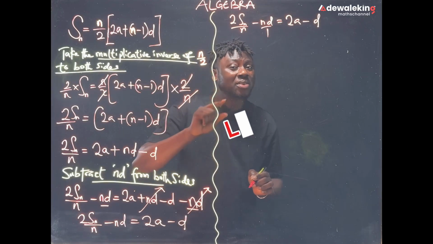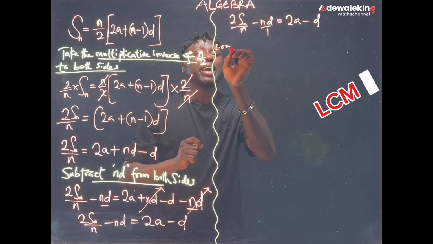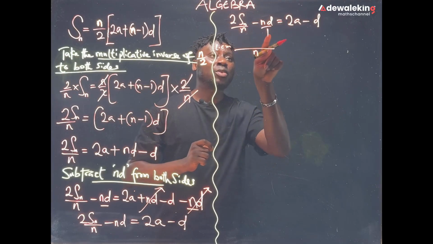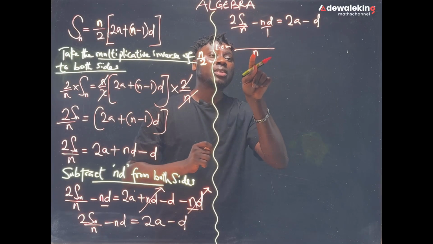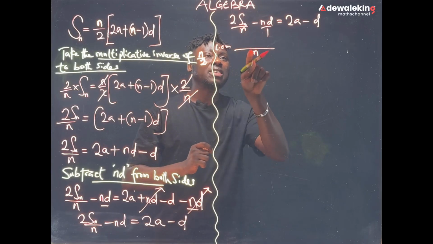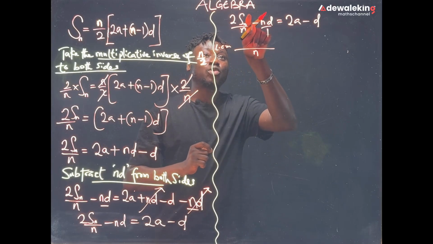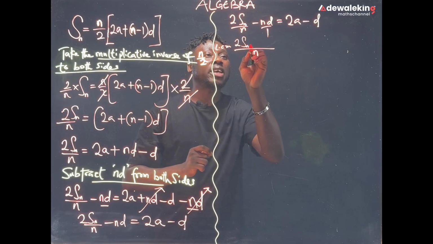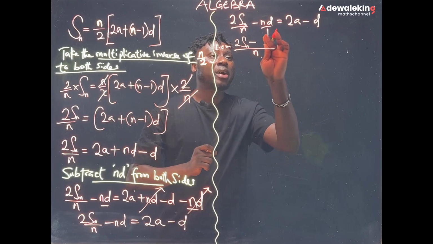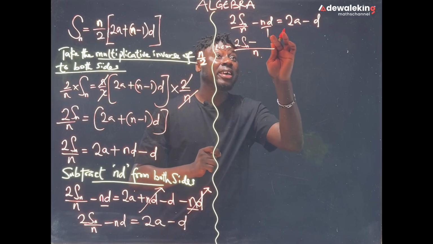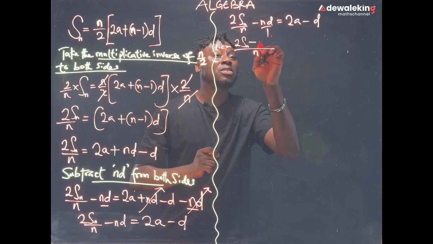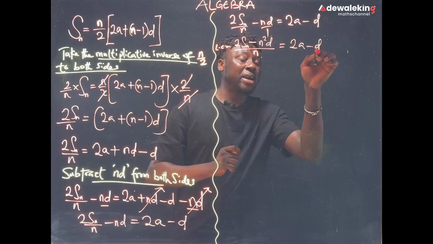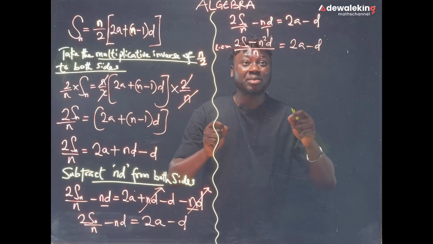So we can take the LCM. The LCM of this and this will give us n. Looking at the denominator, this n in n divided by n will give us 1. 1 times 2S subscript n will give us 2S subscript n, minus n divided by 1 will give us n. n times nd will give us n squared d, which is equal to 2a minus d. So this is a new equation we have from here.